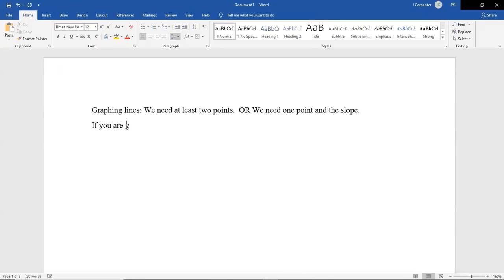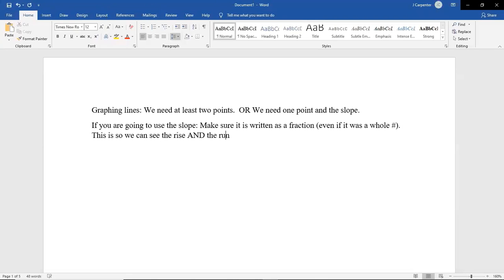If you are going to use the slope, make sure it is written as a fraction, even if it was a whole number first. So if it was 5, write it as 5 over 1. If it was 7, write it as 7 over 1. If it was negative 14, write it as negative 14 over 1. This is so we can see the rise and the run.